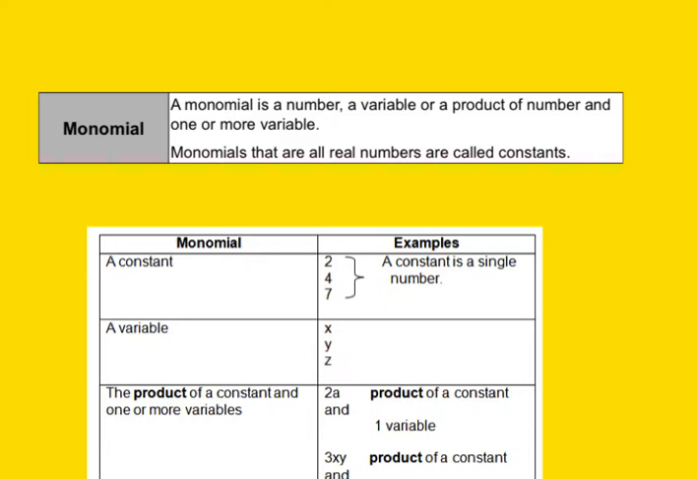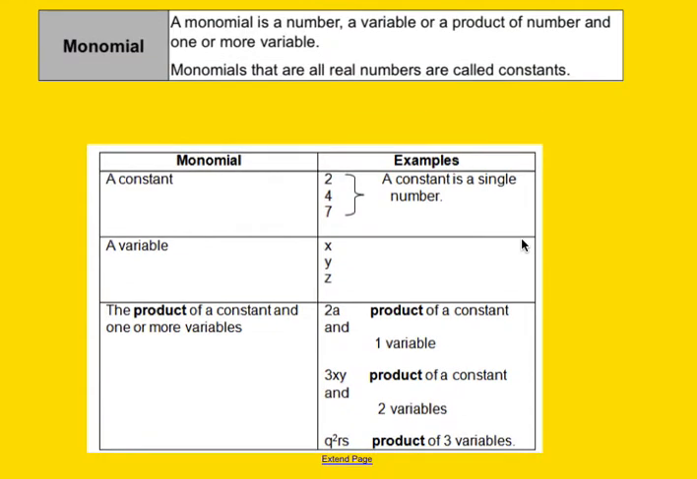Now remember, variables are just basically the letters that we have. Monomials that are all real numbers are called constants. Now that's something we talked about in the first note video of this unit. So you actually don't have to write anything down from this chart, but it's just there as a visual to give you some idea of what constants look like. They're just numbers. Variables, they're just letters, or you could have a product of all of them. Now remember that any of the letters could be raised to an exponent, and that's okay too.